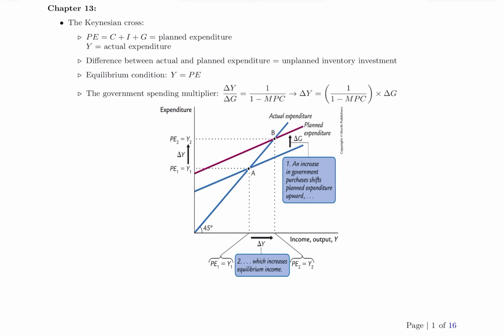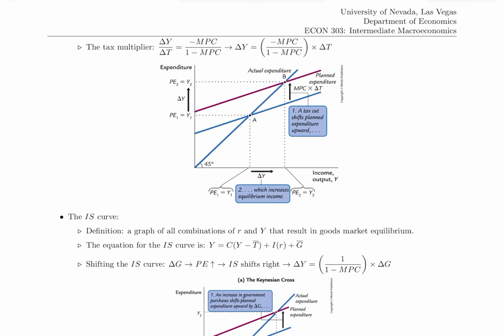Multipliers. Government spending multiplier is delta Y over delta G equals 1 over 1 minus MPC. Then delta Y equals 1 over 1 minus MPC, overall times delta G. Tax multiplier is delta Y over delta T equals minus MPC over 1 minus MPC. Then delta Y equals minus MPC over 1 minus MPC, overall times delta T.